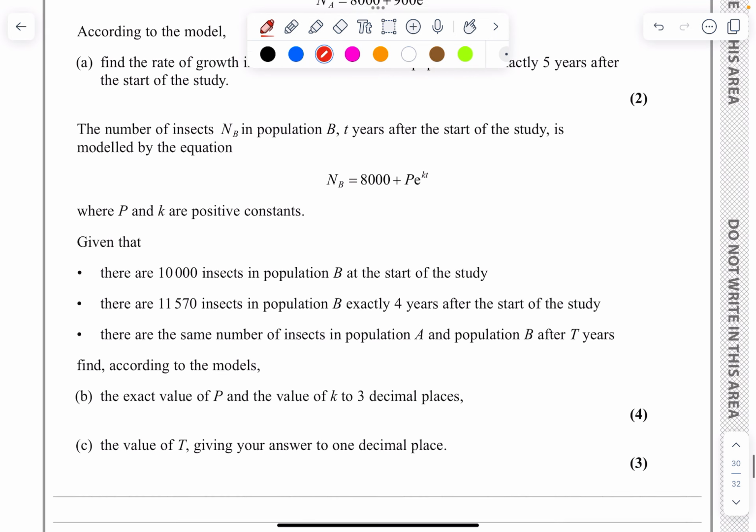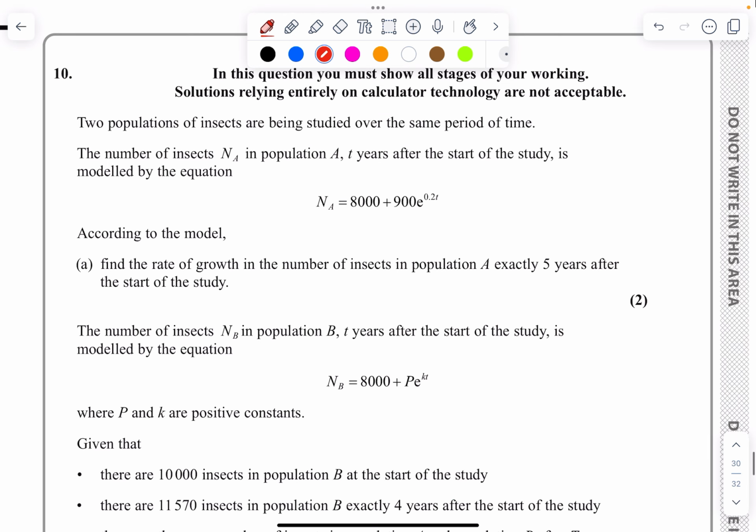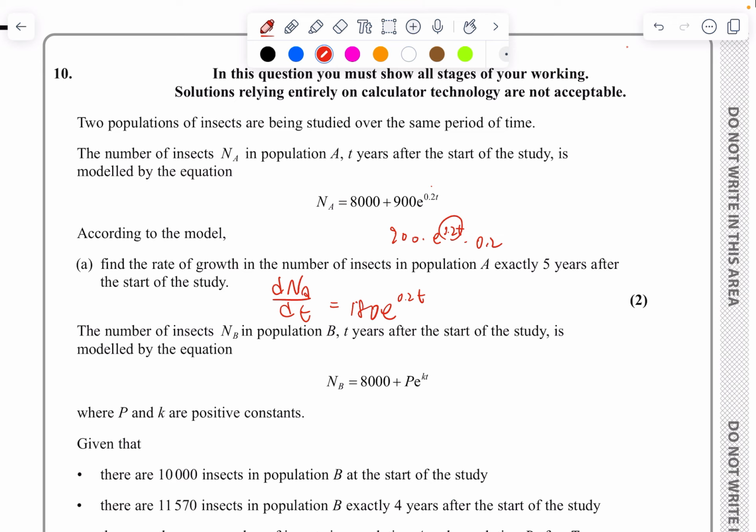Oh, finally. Okay. Start by finding the rate of growth. So rate of growth just basically means the derivative. dN/dt would equal to 180e^0.2t, because this is equal to this times this and then times 0.2, okay? Because the derivative of 0.2t is 0.2.